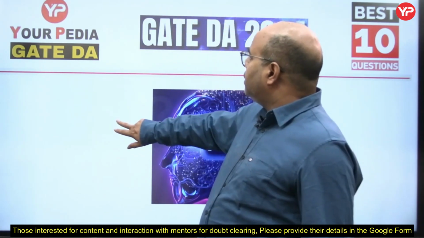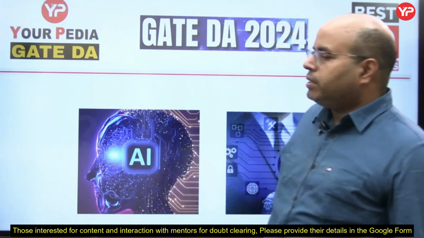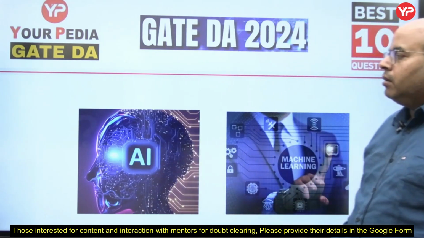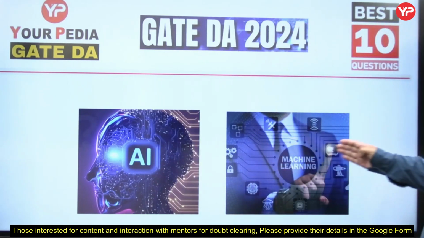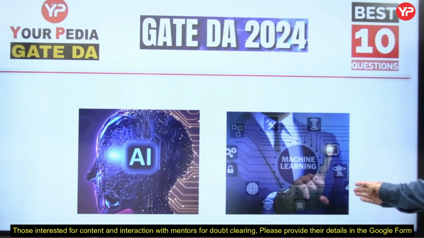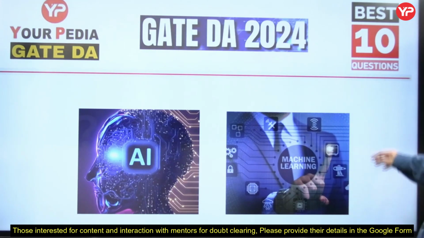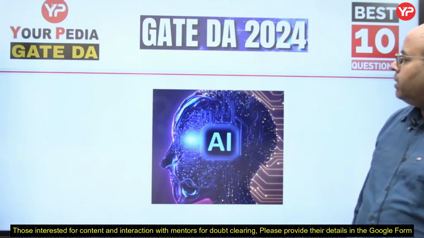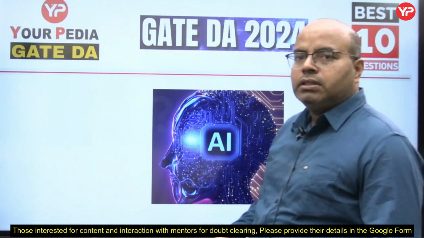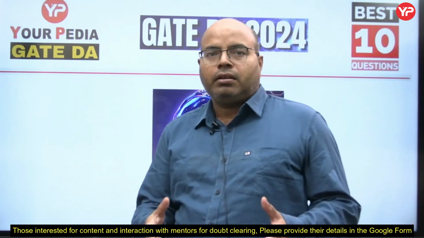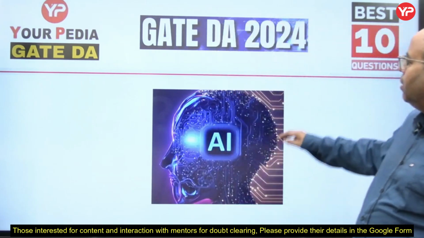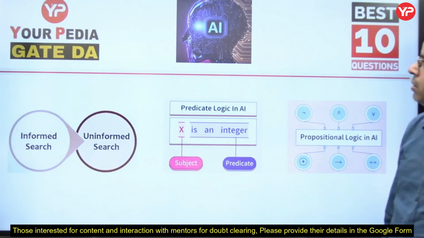We will keep discussing these questions every day regarding the AI area and machine learning areas also, as these two are very important areas in the GATE DA paper. So let us start today's session with this AI area, artificial intelligence area. We will discuss 10 questions.